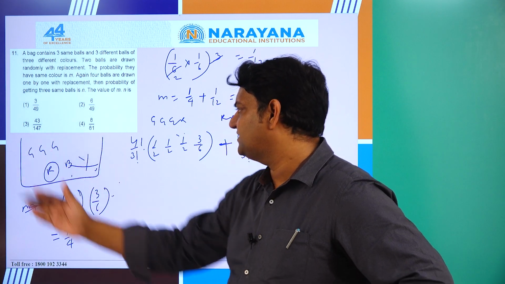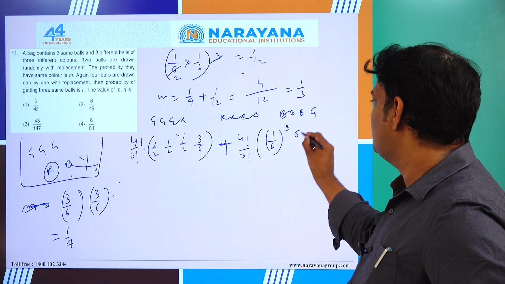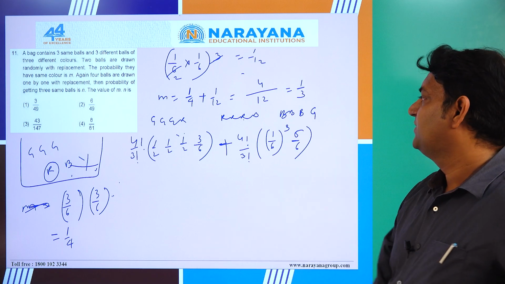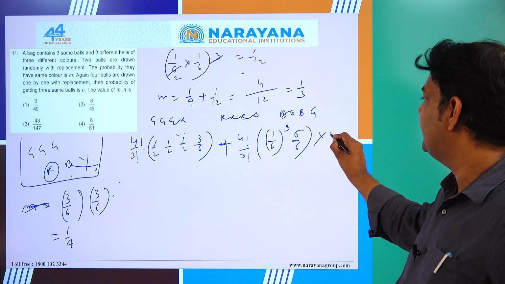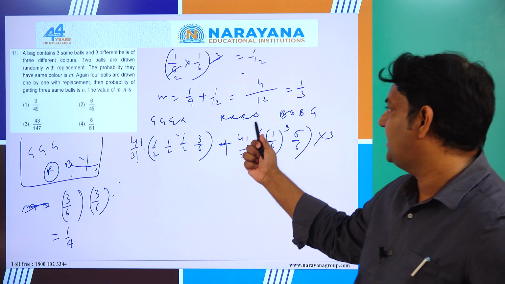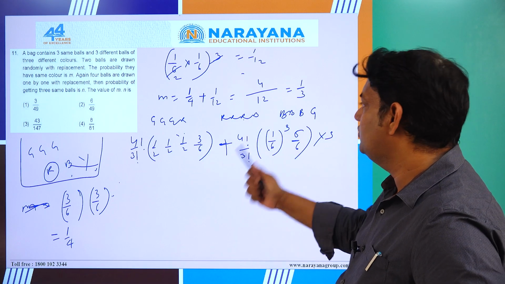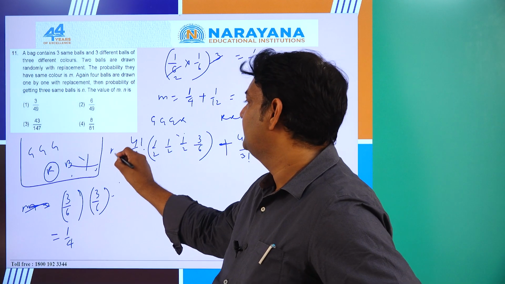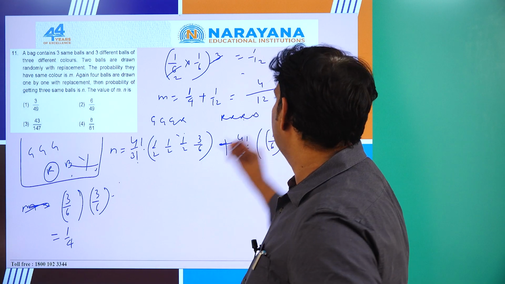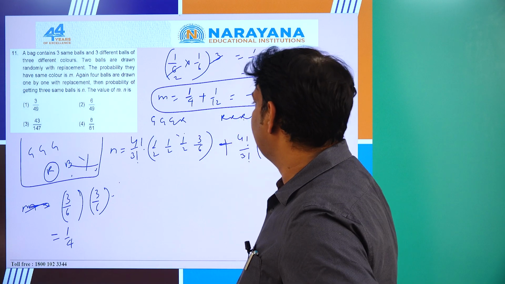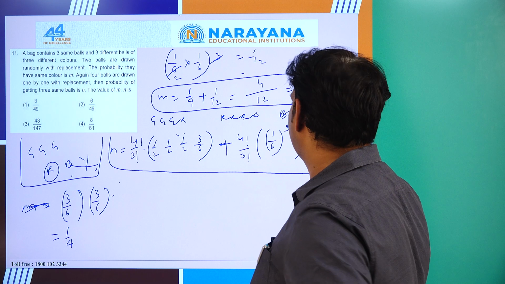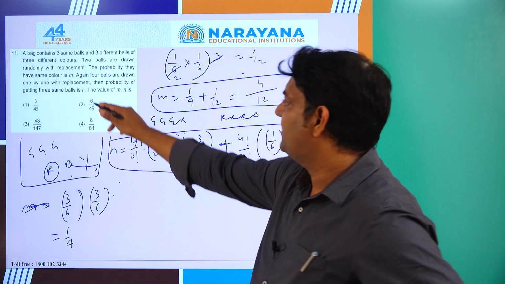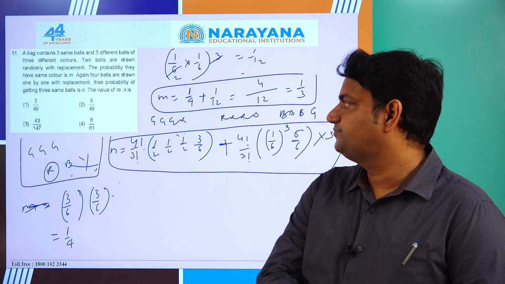So favorable cases how many? 5. Total how many cases? 6. And then again this will repeat how many times? 3 times. Why? Because the 3 alike balls will be red or blue or yellow. So that is into 3. This is your value of, and I guess you can do the calculation. M value is 1 by 3. From here you will get the value of N. Multiply M into N and your answer will come.